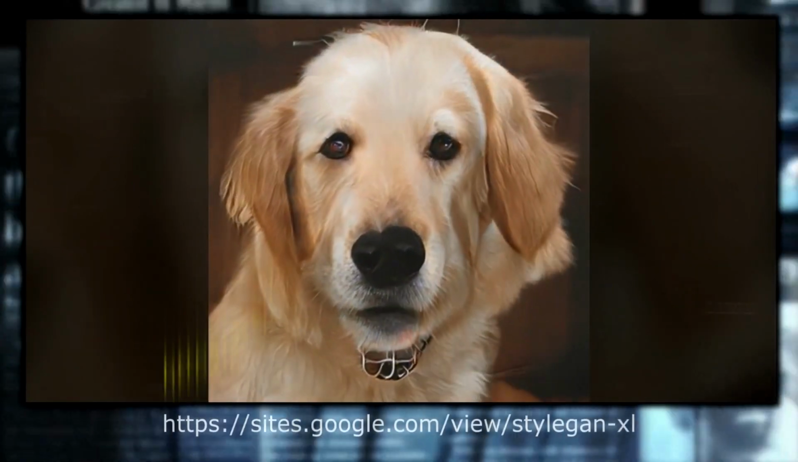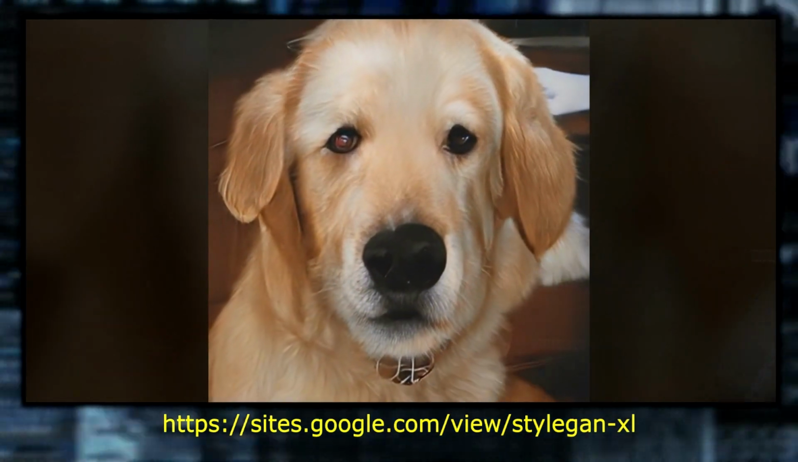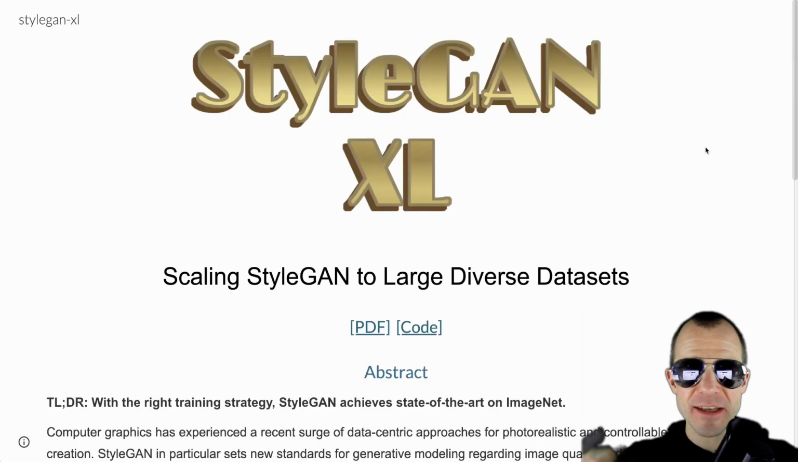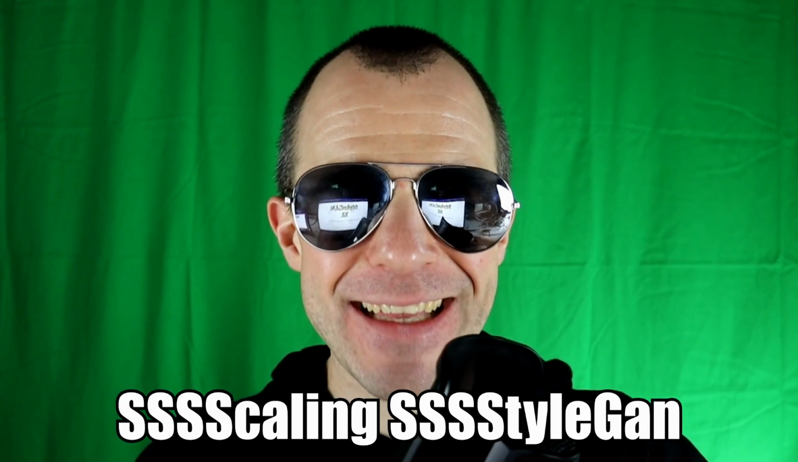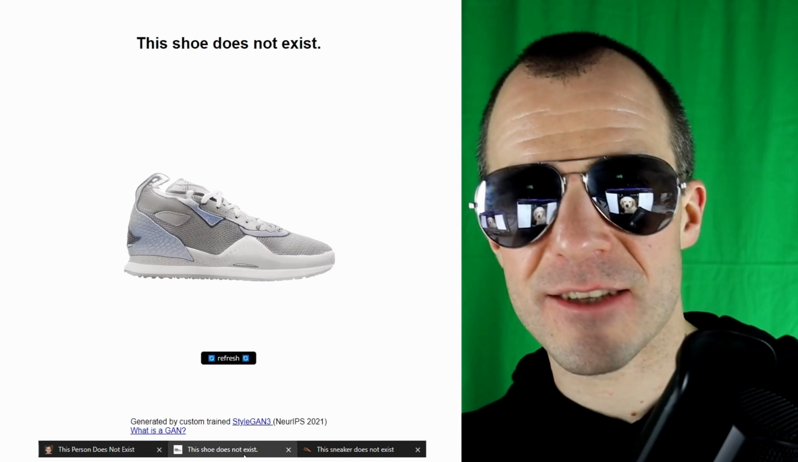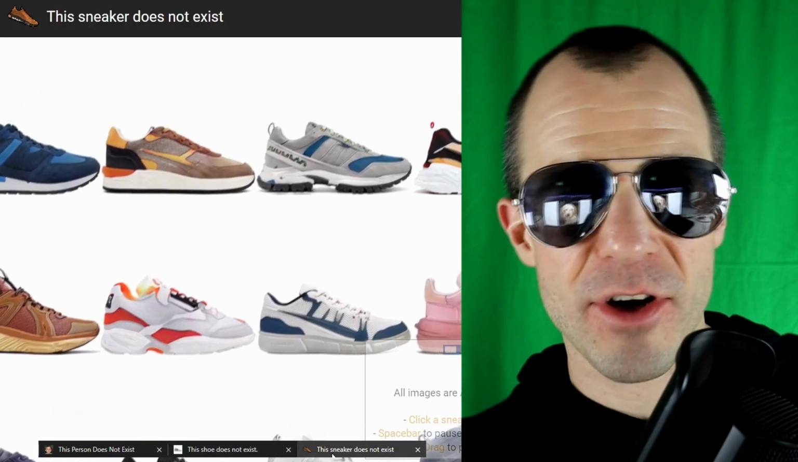Another new paper about StyleGAN-XL. The paper is called Scaling StyleGAN to Large Diverse Datasets. That is a hard thing to say. Scaling StyleGAN. Like, try saying that over and over again. So the TLDR here is, with the right training strategy, StyleGAN achieves state-of-the-art on ImageNet. So if you remember, StyleGAN always used to be trained on very specific data sets. StyleGAN is the thing that powers thispersondoesnotexist.com, this shoe does not exist.com, this sneaker does not exist.com, and so on.